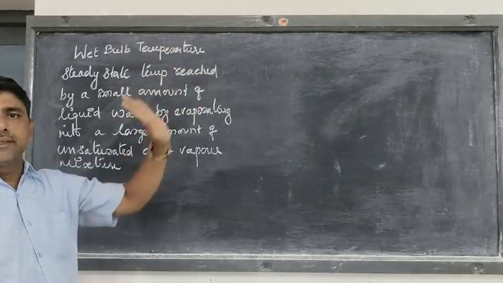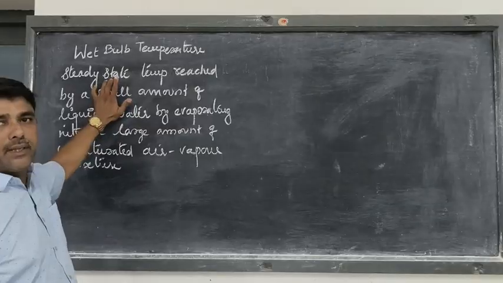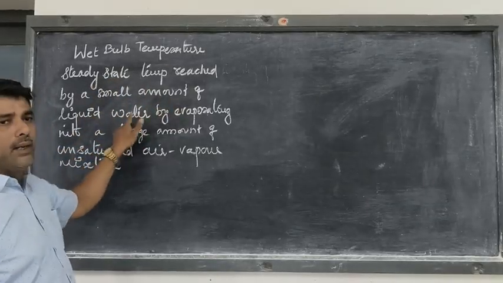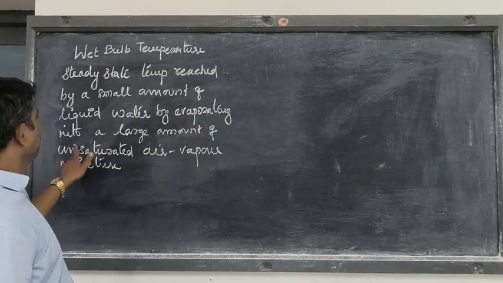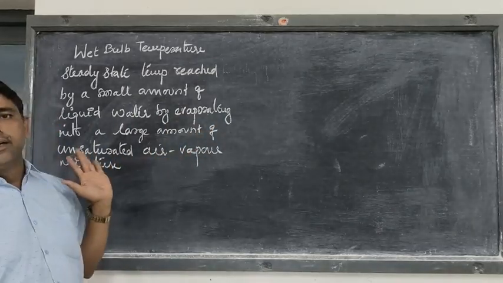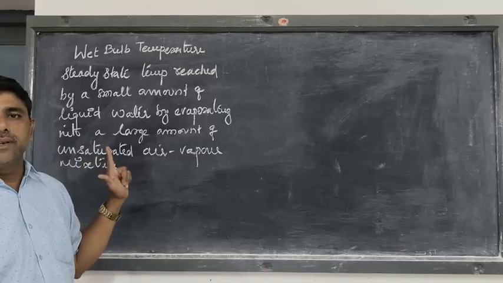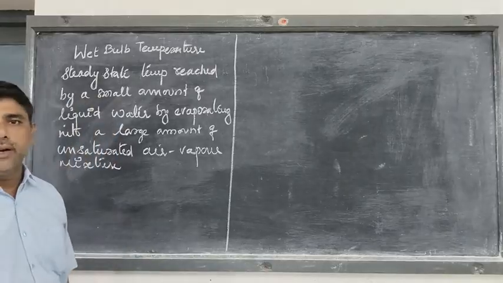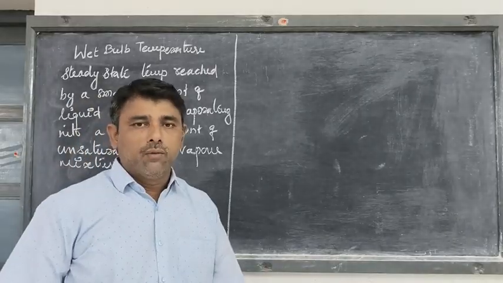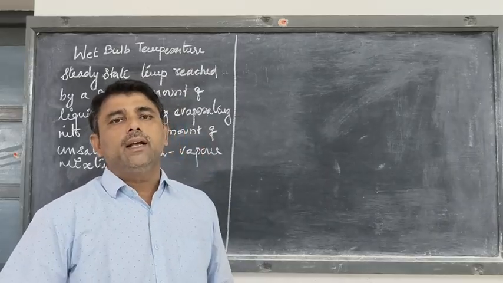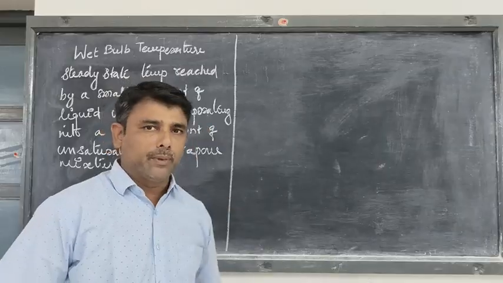Wet bulb temperature is a steady state temperature reached by a small amount of liquid water by evaporating into a large amount of unsaturated air vapor mixture. Let us discuss how this definition is formed. Before entering into this discussion, I want to recollect what is meant by dew point temperature and what is meant by dry bulb temperature.